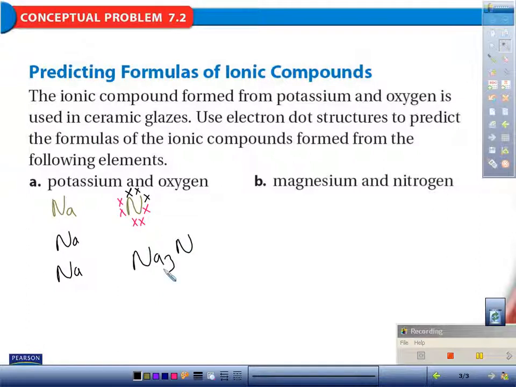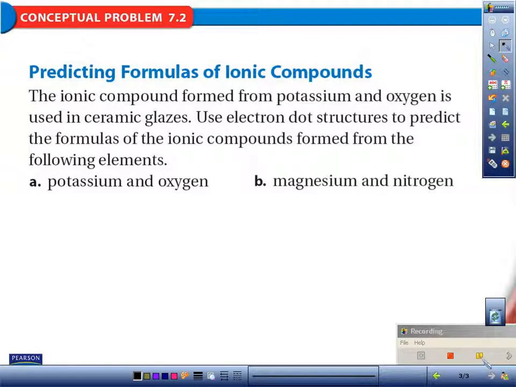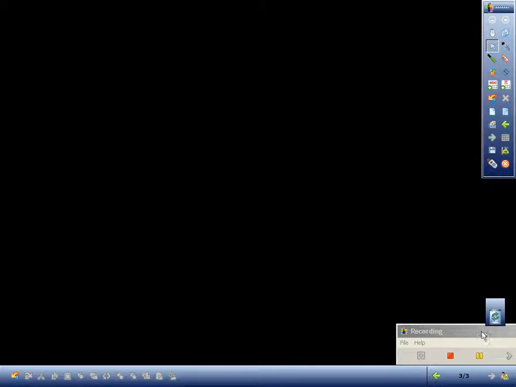Alright, so at your desk right now, try and do A and B here.